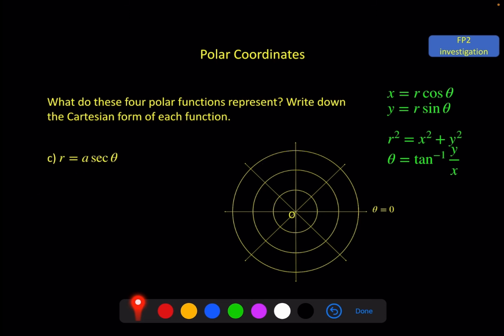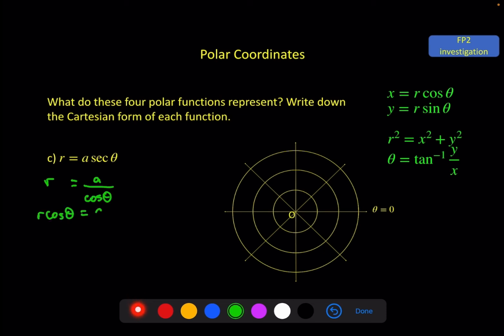The next one was r equals a secant theta. This is obviously going to be a little bit different. Let's see what happens if I write this as a over cos theta. And then it's going to be really easy to get this r cos theta if I multiply everything by cos theta.